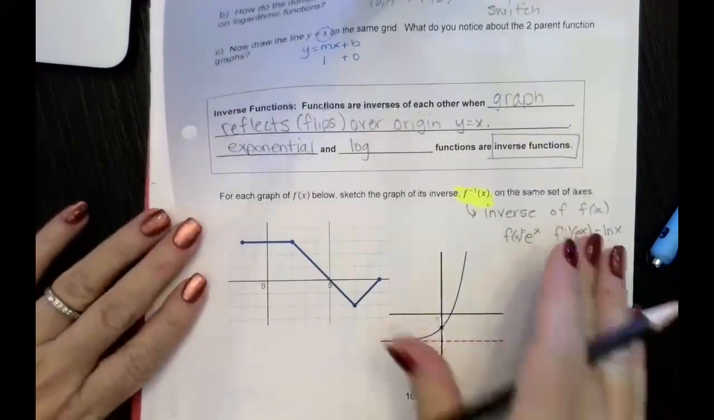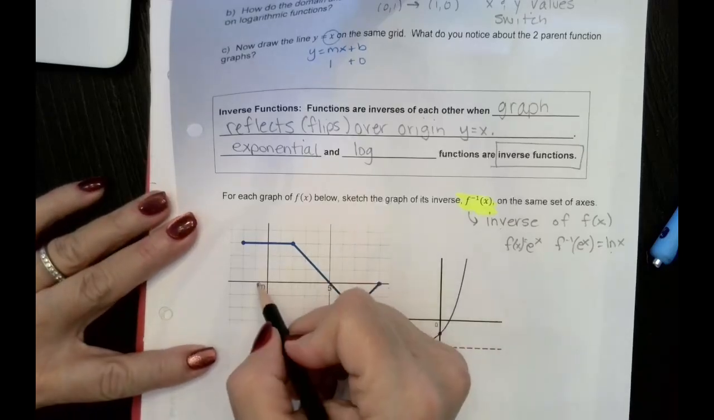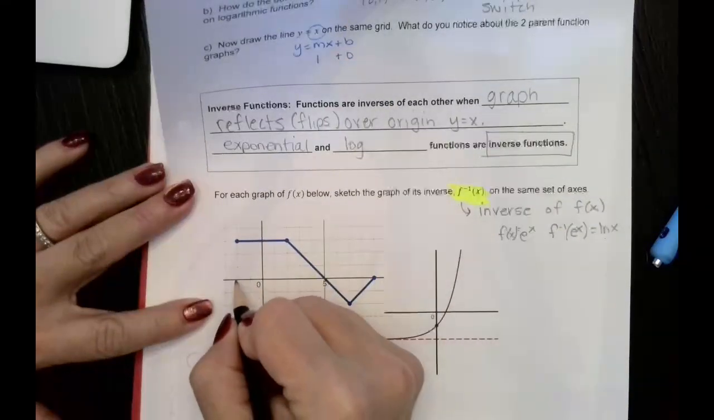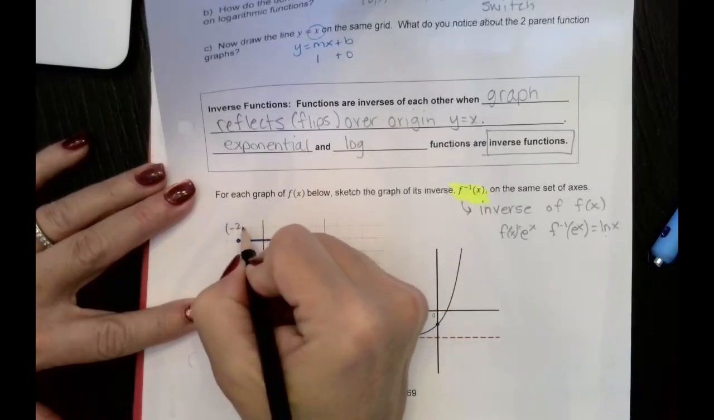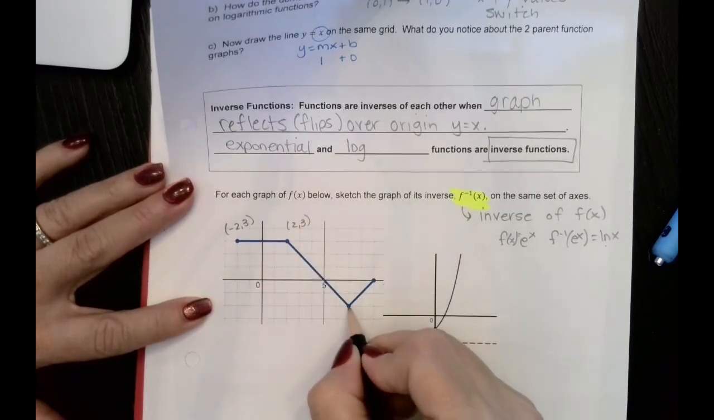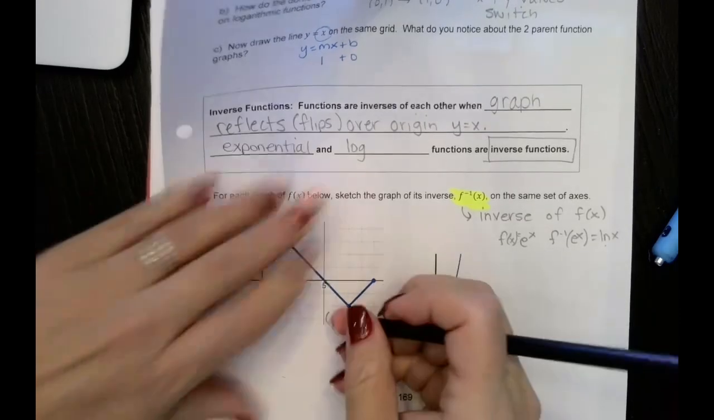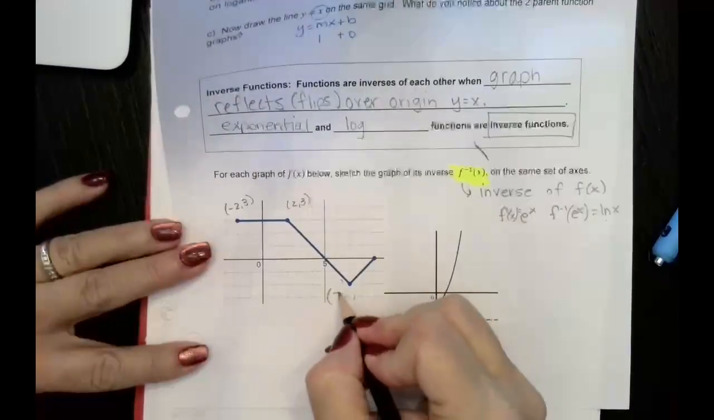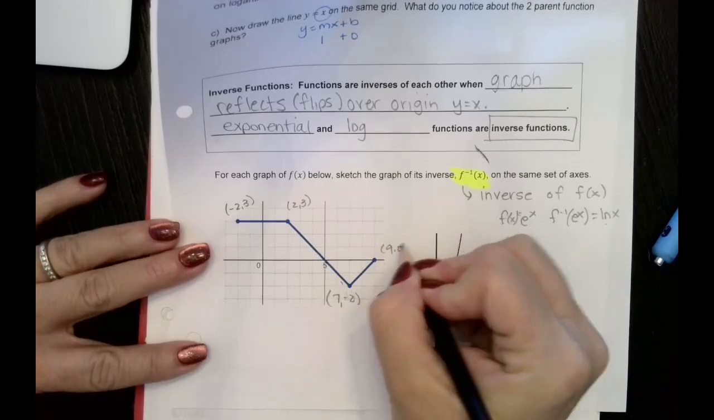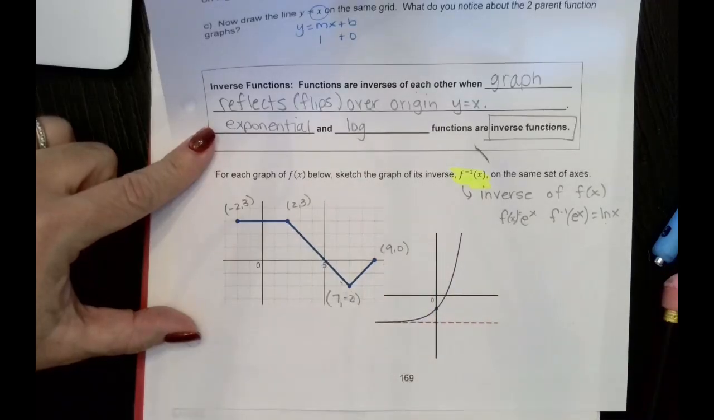Okay, so we can look at any shape. Like I can look at this shape and I can create an inverse of it. And I know that because up here I said I can change my points. So if I have this point right here, which is negative 2, 3. And I have this point, which is 2, 3. And I have this point, which is 7, negative 2. And this point is 9, 0. Okay, I can take this graph and I can find the inverse of this.